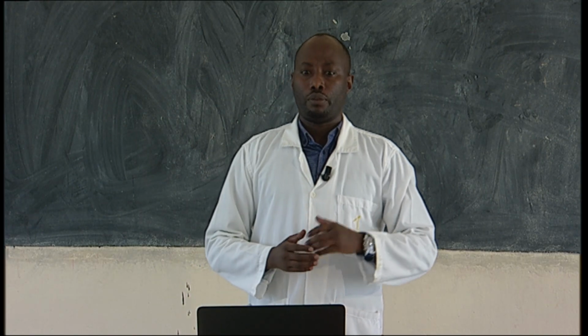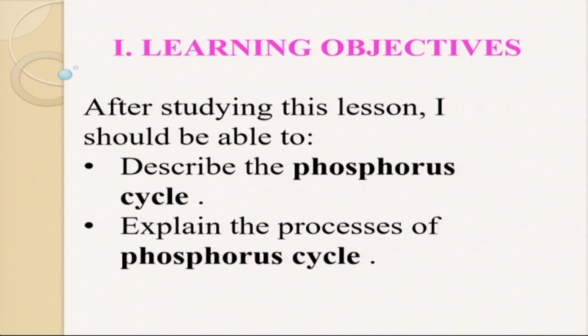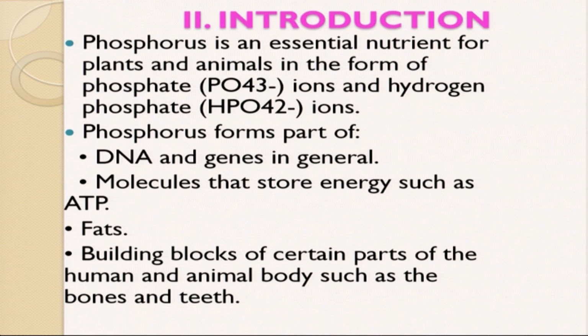So the learning objective of the lesson, that was making an introduction of the lesson. So we have the learning objectives: describing the phosphorus cycle, and explaining the process of the phosphorus cycle. So we're going to first understand where we normally find phosphorus.